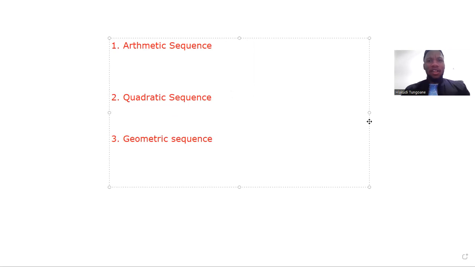So on the arithmetic sequence, we know that it's a sequence where, if you take the difference of any consecutive terms, you get a constant difference, right? That's how you are able to tell if a sequence that you're given is arithmetic or not. Just to show you an example of what I'm talking about.